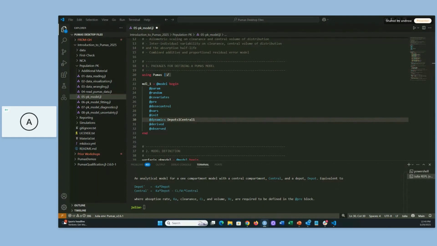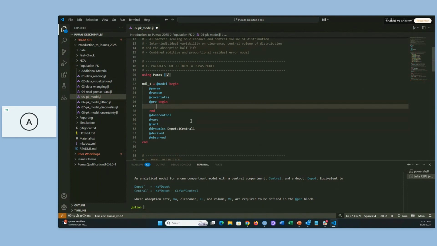Well, we just finished the dynamics block, and in the name and the description of what we discussed for the pre-processing for the dynamics block, we'll next usually fill in our pre-block. This is where probably the more typical equations are, where we start to define our individual estimates and where random effects are going to occur.